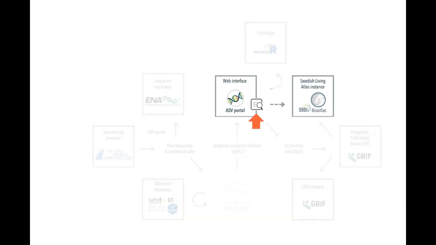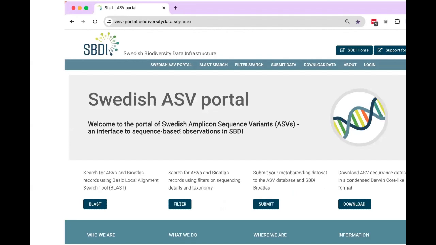Okay, now that data have been properly published, I will go on to show you how users can search for data in our ASV portal. Again, if we go back to the start page, you can see that there are two search options listed as BLAST and filter search. And we will have a look at the BLAST option first.